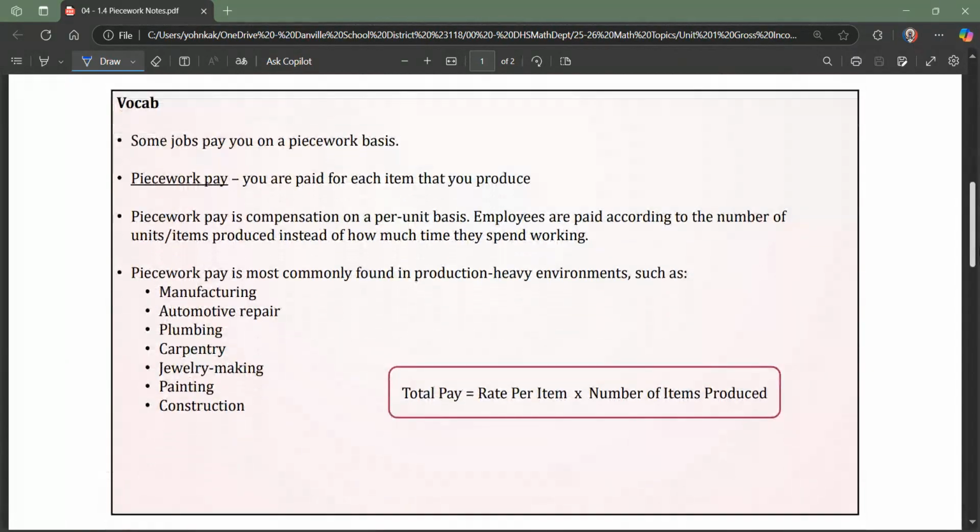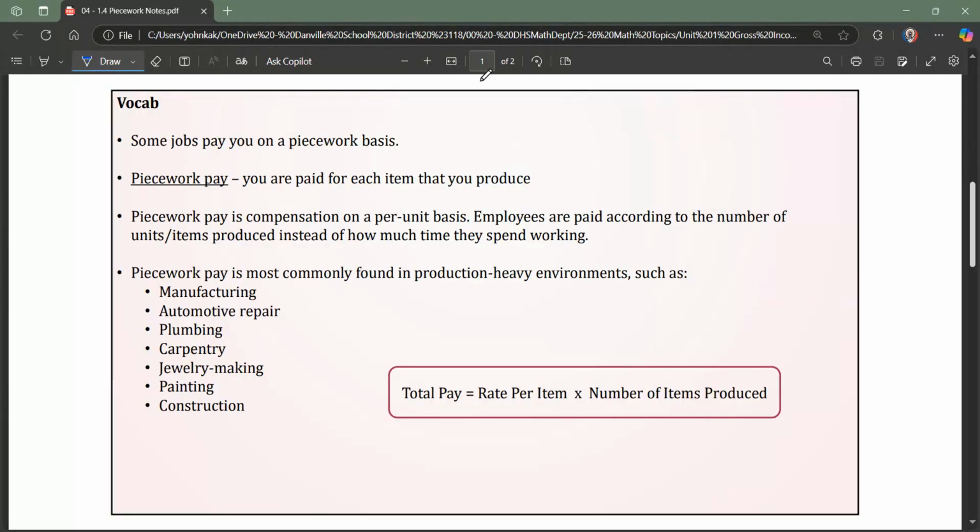There are actually lots of jobs that pay you on a piecework basis. Piecework pay is when you're paid for each item you produce or service you perform. It's compensation on a per unit basis. Employees are paid according to the number of units or items produced instead of how much time they are spending working. So for instance, if you worked at McDonald's, you wouldn't get paid $15 per hour. You would get paid 50 cents for every Big Mac that you put together back in the kitchen.